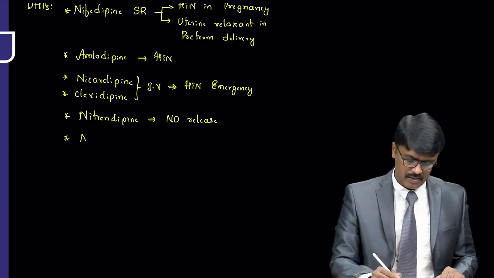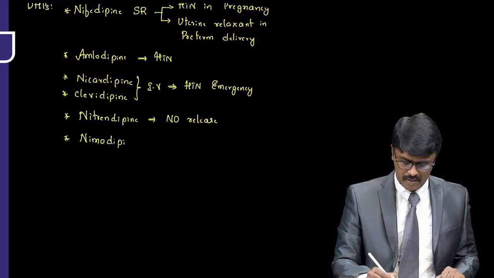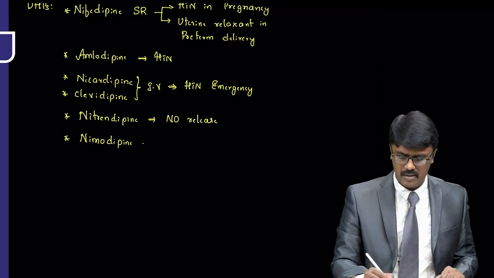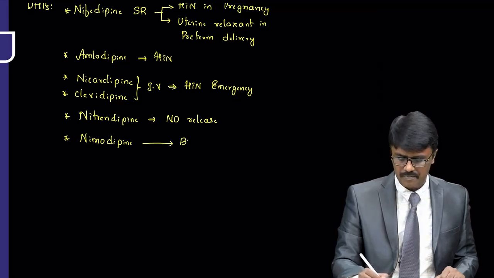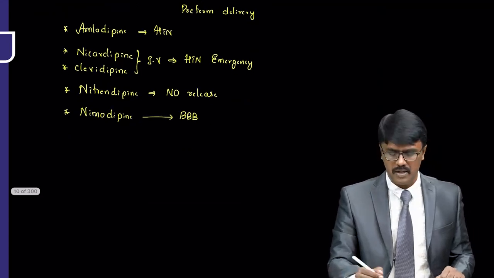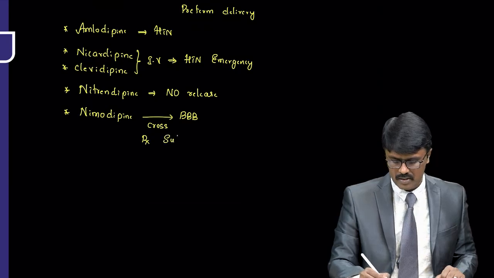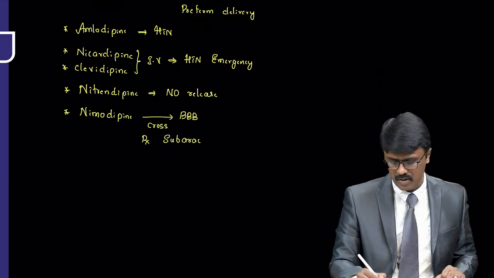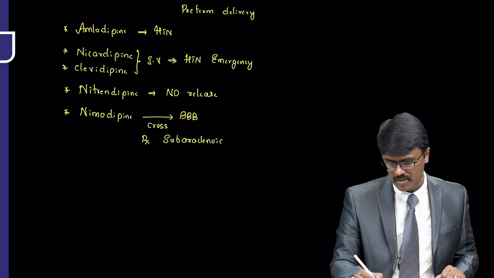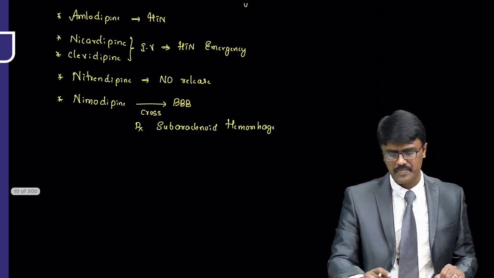So the next one is nimodipine. Nimodipine's specialty is that it can cross the blood-brain barrier. So BBB stands for blood-brain barrier, it crosses. Now where do you use it? It is used for a condition called subarachnoid hemorrhage. So it is used in subarachnoid hemorrhage.